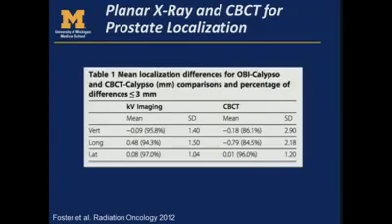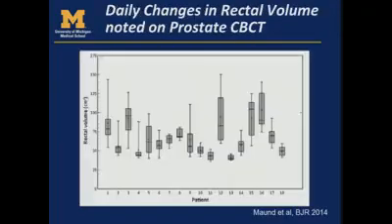Looking at planar X-ray and cone beam CT for prostate localization compared to something like real-time RF tracking, not big differences. This is the difference between KV imaging and Calypso and cone beam CT and Calypso. Really small differences in general. I think each one of these techniques can be used successfully for prostate localization. But the one nice thing about having volumetric imaging is you catch things like changes in rectal volume noted on cone beam CT that you're not going to see as much if you're just doing real-time tracking with no imaging.